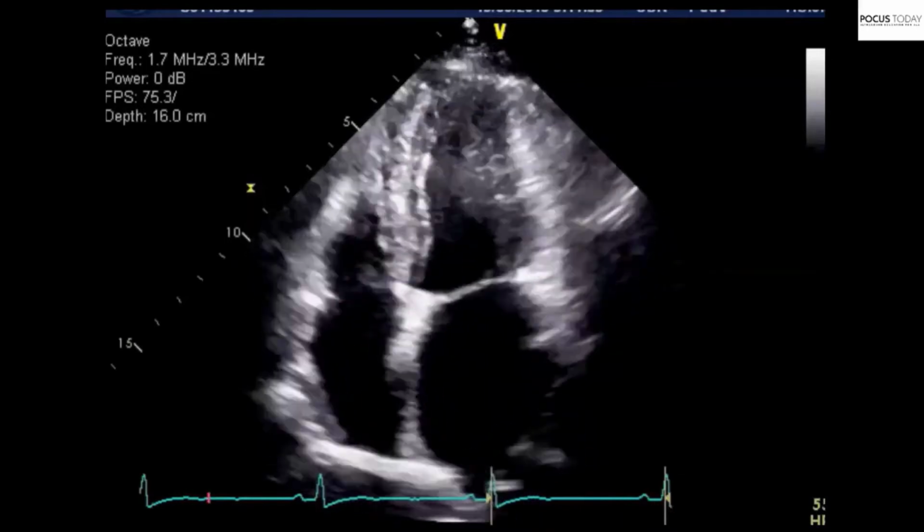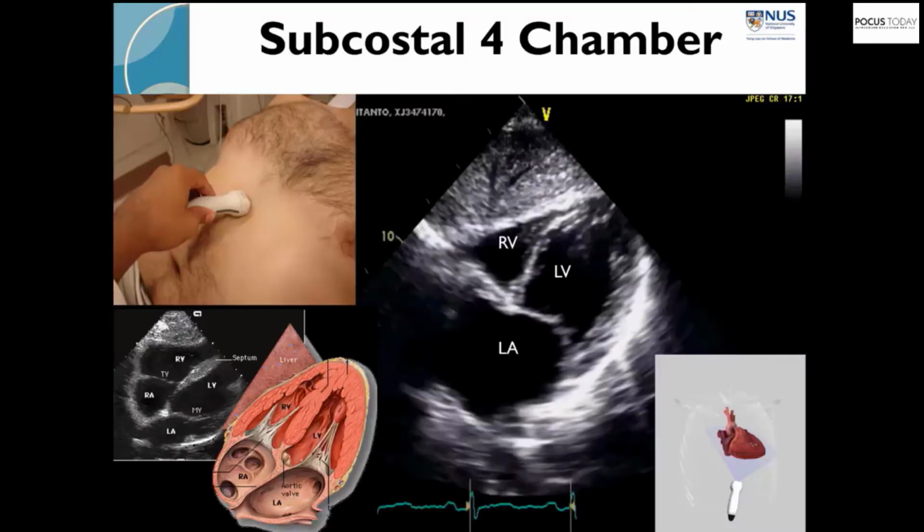The next view for assessment of contractility and afterload is the subcostal. To obtain the subcostal 4-chamber view, the probe is placed in the midline in the subxiphoid area. Here the probe is tilted cephalad with the transducer marker at the 3 o'clock position. This view is best obtained with the patient in the supine position with knees flexed. It may sometimes be uncomfortable for the patient, and the patient needs to relax their abdominal muscles.